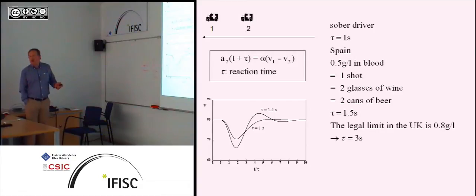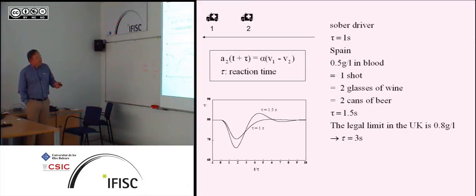Those are numbers I took from the web. Actually, in some documentation, it's not 1 second. They get a little bit larger, 1.5 to 2 seconds. In some official paper, you can even see 2 seconds. The legal limit in Spain, like in Belgium, is 0.5 gram per liter in blood, except if you are a truck driver or a bus driver, or if you have had your license for less than 2 years. That is 0.3.